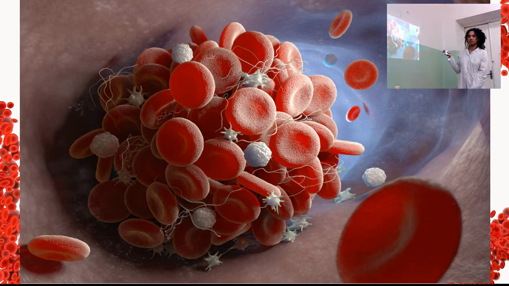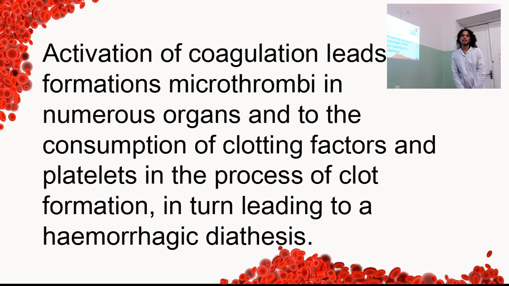Okay, so this is a picture of what it looks like. Activation of coagulation leads to formation of microthrombi in numerous organs and to consumption of clotting factors and platelets in the process of clot formation, which in turn causes hemorrhagic diathesis.